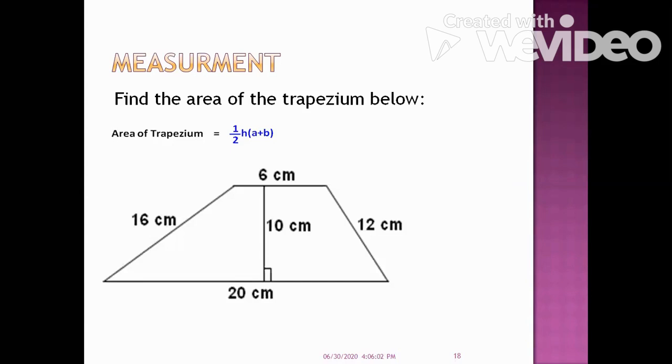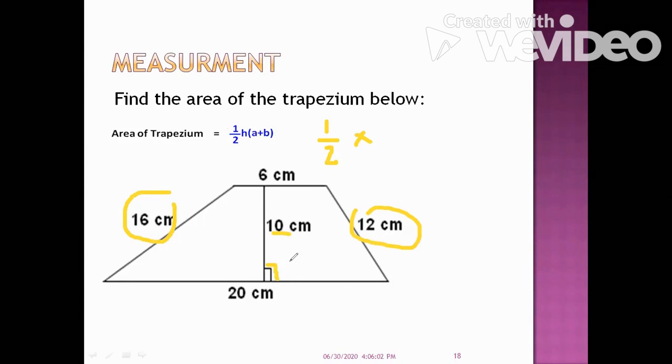Now the shape of this figure here is called a trapezium. To find the area of this trapezium, we're going to use this formula. It's a half multiplied by the height, and this h means the perpendicular height. So we're not going to use this 16, neither the 12. We're going to use 10, because h represents the perpendicular height, and this symbol here, that 90 degrees, tells us that that straight line is a perpendicular line, a line that meets at 90.